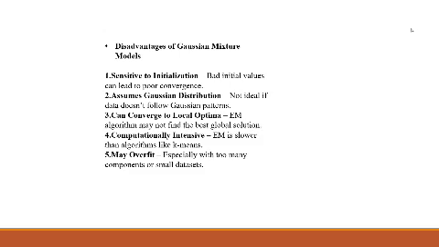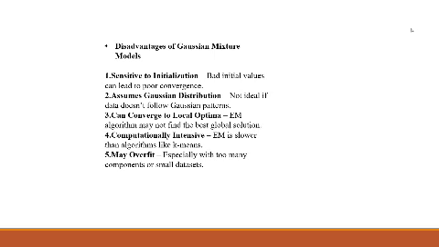So the next one is the disadvantages of Gaussian mixture model. There are 5 disadvantages. The first one is sensitivity to initialization. Bad initial values can lead to poor convergence. They are sensitive to how we start. Bad initial guesses can lead to wrong results.